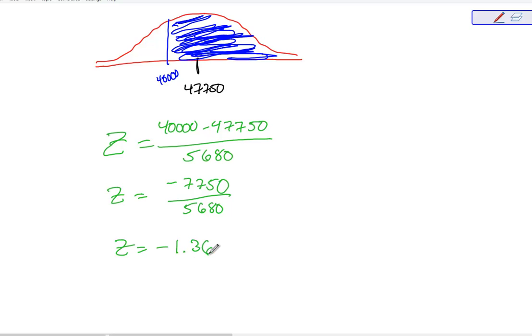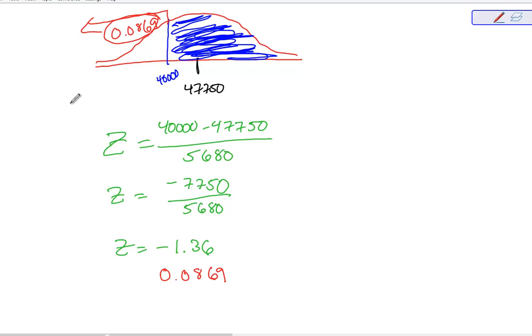I want to look that up on my standard normal distribution chart on the negative side, but we have to remember that when I look that up, I get a number of 0.0869. What that gives me, though, is that gives me to the left. It gives me this portion over here. So it gives me to the left. I want to the right.